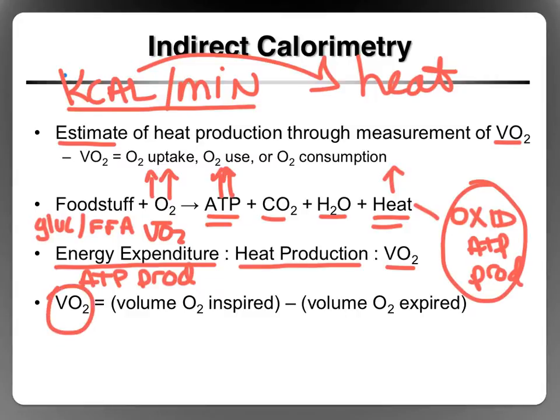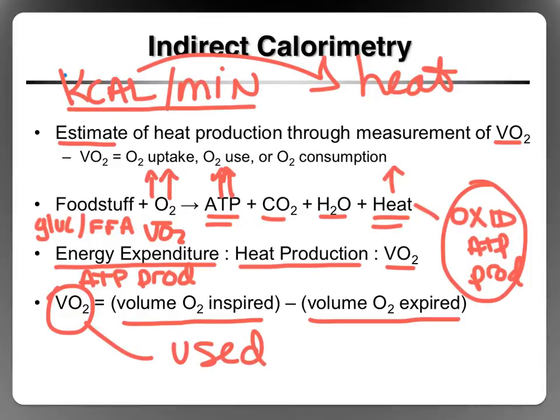All we need to do is put a mouthpiece on an individual. I showed you this in class. It's figure 5.2 in your book. We put a mouthpiece on an individual. We determine how much oxygen they're inspiring. We subtract the amount of oxygen they're expiring. And the difference is going to be the amount of oxygen that they used. And the more oxygen they're using indicates that they're making more aerobic ATP. And at the same time, they're producing more heat.